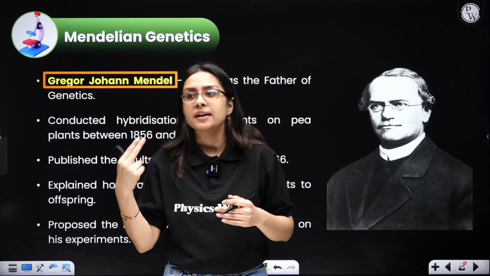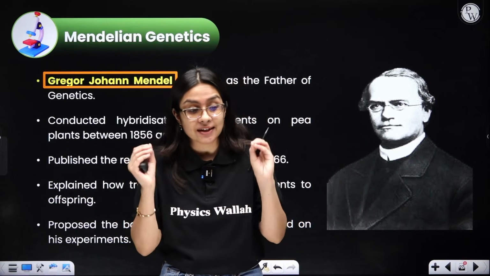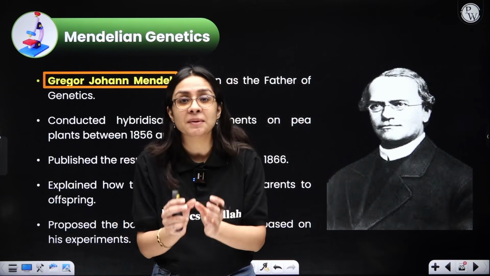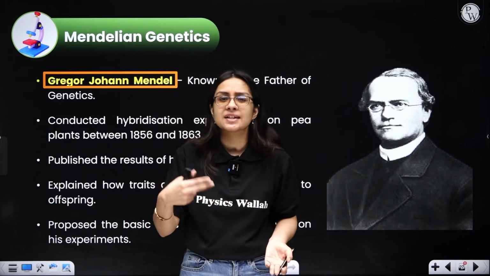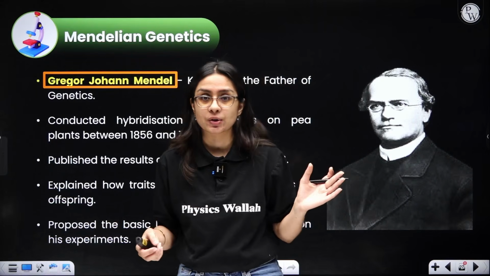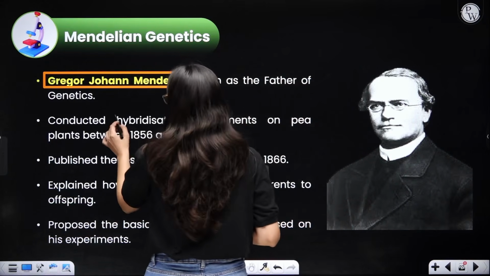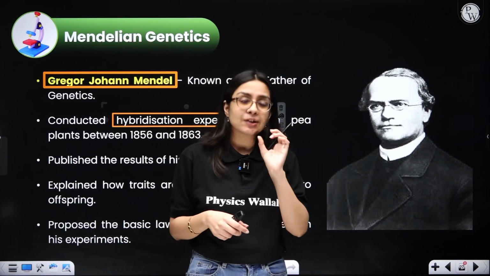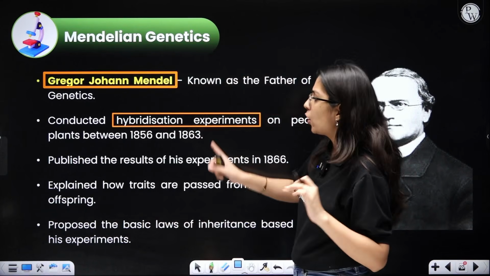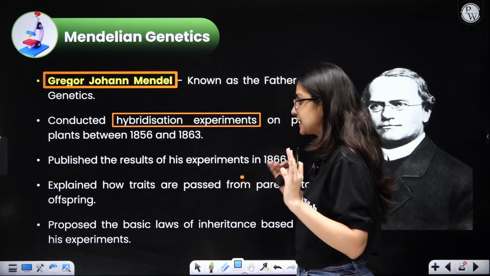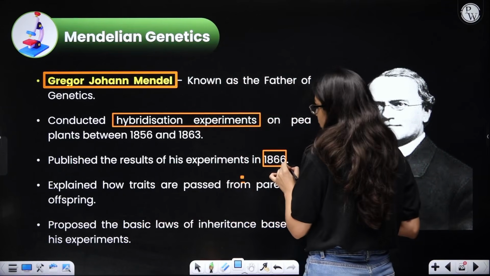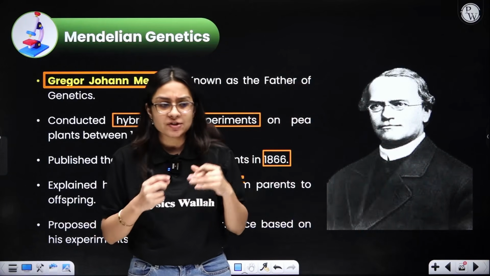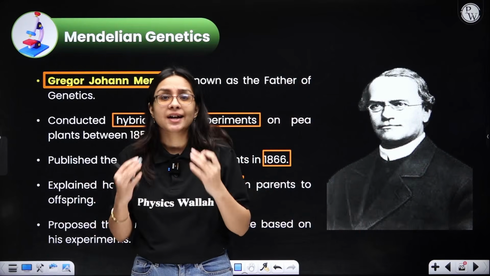So he started studying those pea plants without having any information about what is DNA, gene, chromosome. He just did multiple experiments on pea plant. So we can say that pea plant was sort of his guinea pig because he did many experiments on it. And the experiments that he conducted are called hybridization experiments. Not to worry, we will understand the meaning of hybridization in the coming slide. But he did all of those experiments between 1856 and 1863, and later on his work also got published in 1866.